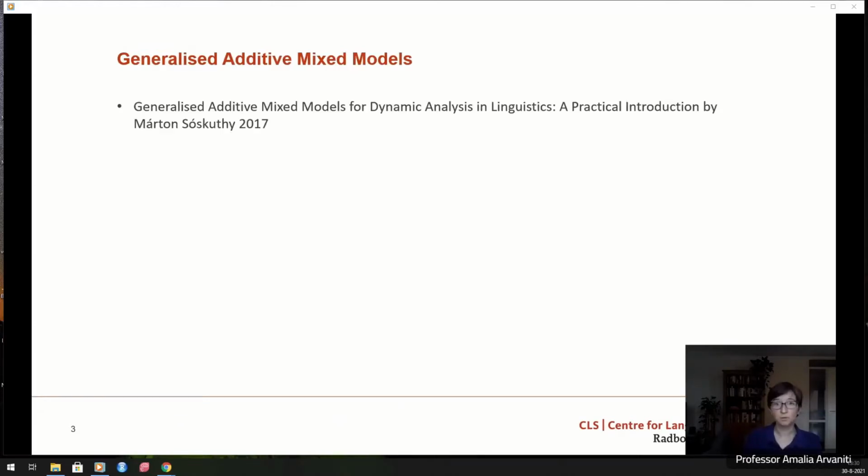So to run our GAMs, we used Martijn Wieling's 2017 tutorial, Generalized Additive Mixed Models for Dynamic Analysis in Linguistics: a Practical Introduction. And what we did here is, rather than using the raw curves as input as we did for FPCA, we used the landmark registered data with GAMs as input to examine H* and LH*. Okay, so we have this landmark registered data, which is really important because it helps us in the interpretation of results. So I'm going to jump into the results that we got.